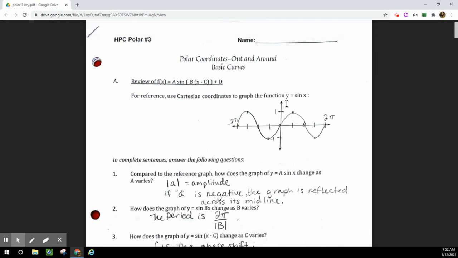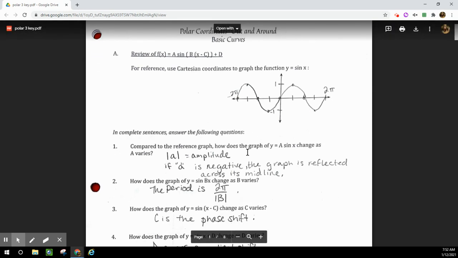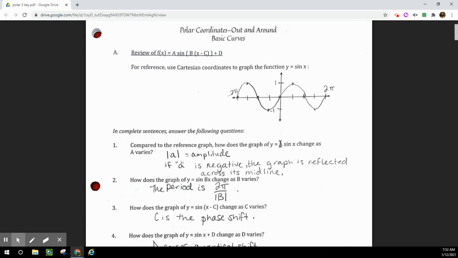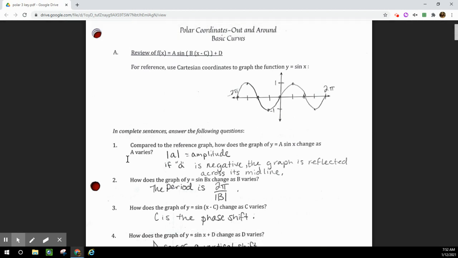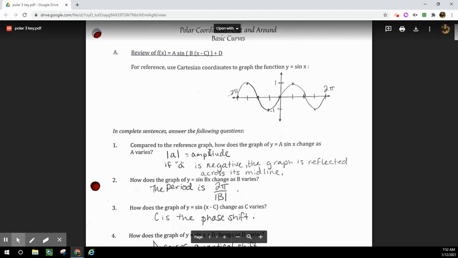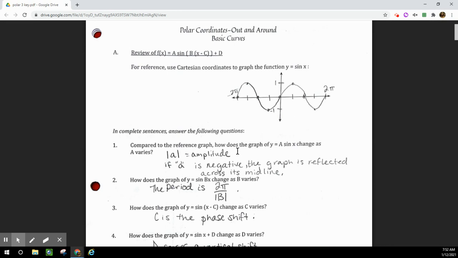Here's two periods of sine. We know that the a value will change a couple things. The absolute value of A is the amplitude, so it'll affect its height, or how tall it is. And the sign of A, so positive or negative, will determine whether it's been reflected across its midline or not.